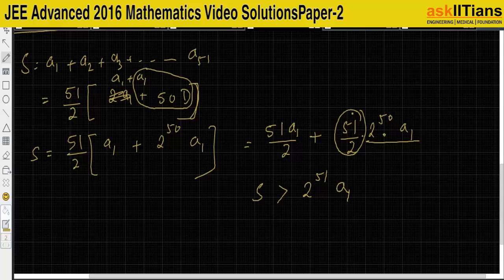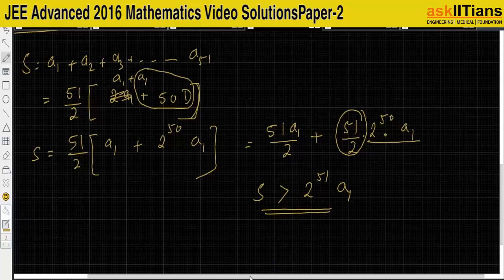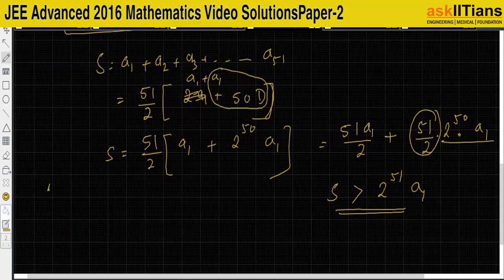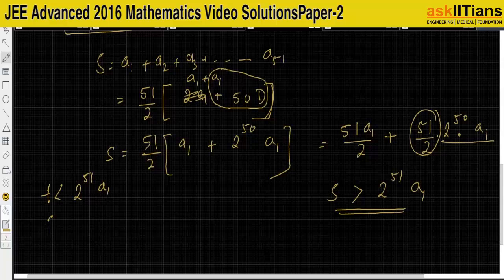Then I'm multiplying by a very big factor, right? This will be around 25.5. So that is a very big factor, right? So this s will be surely greater than 2 power 51 into a1. So t is a quantity which is less than 2 power 51 into a1, and s is a quantity which is greater than a1 into 2 power 51. So both are same only, right? So s will be definitely greater than t. So one thing I know for sure, that s is greater than t.